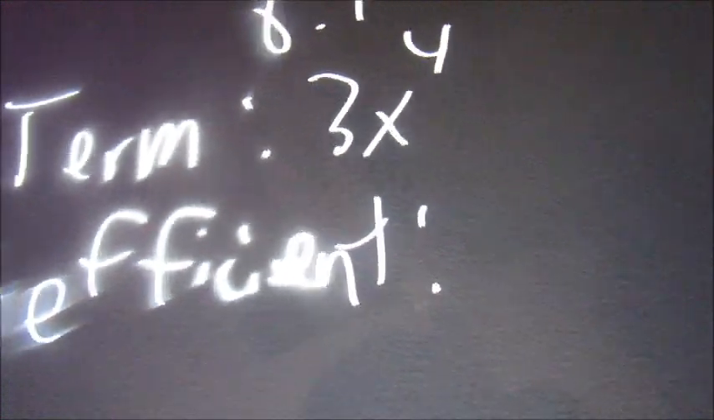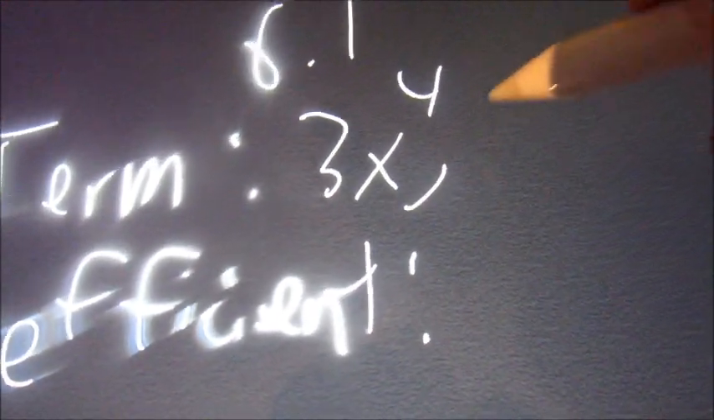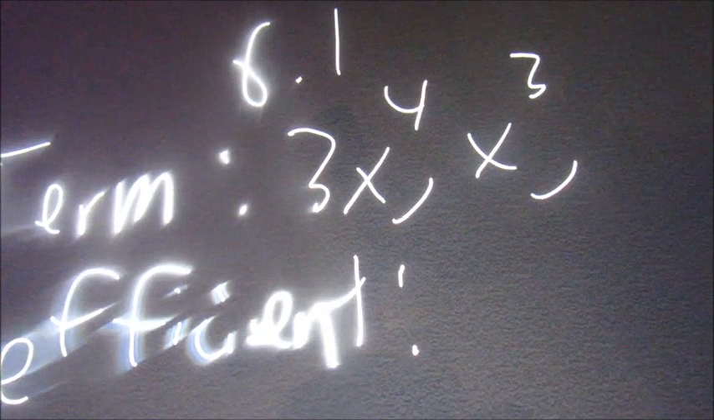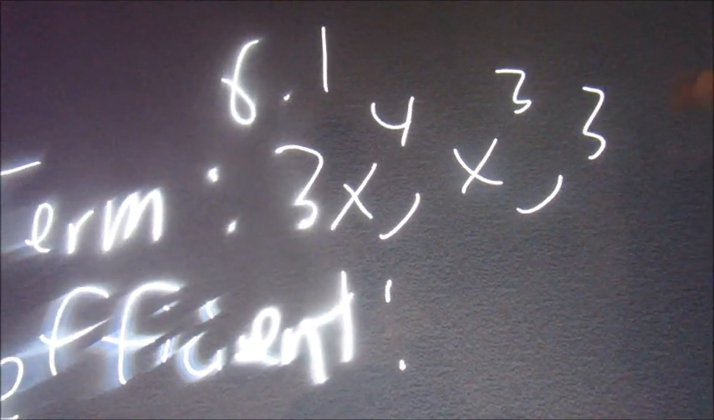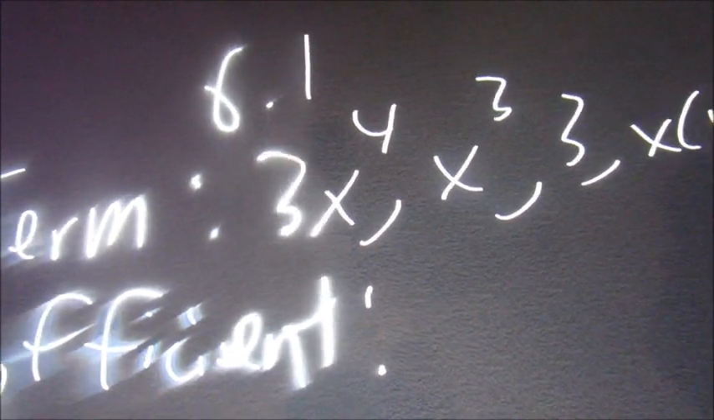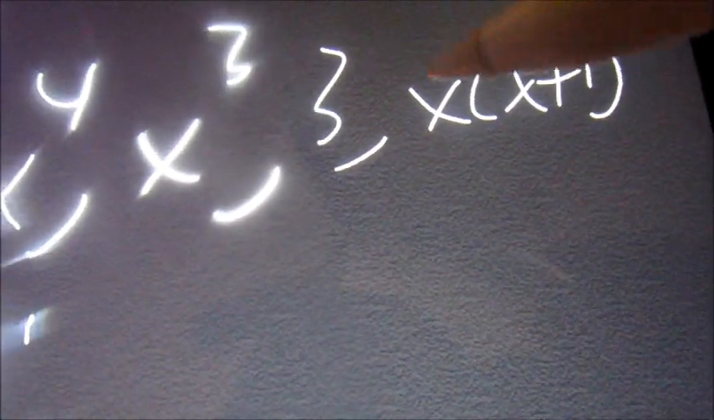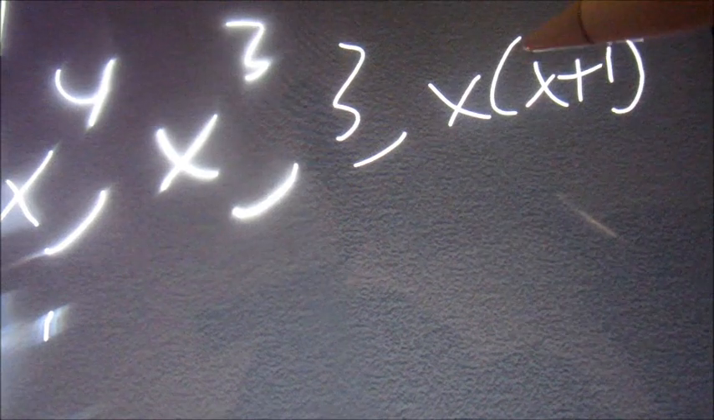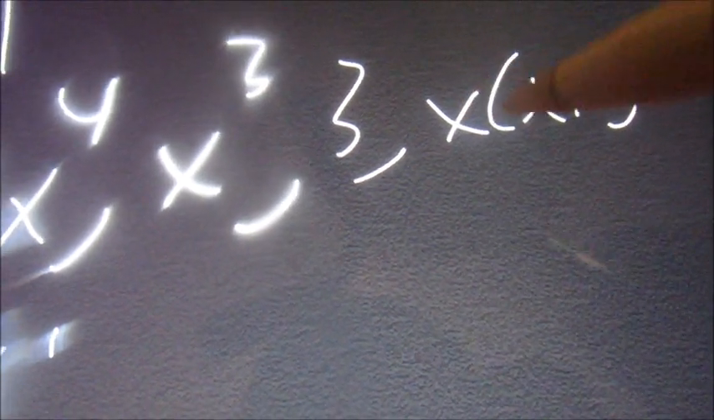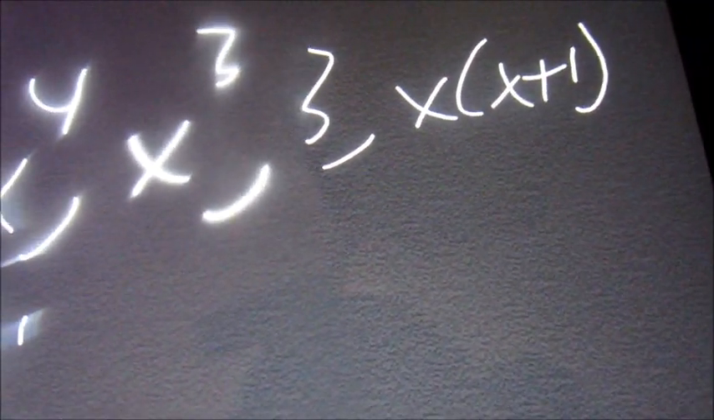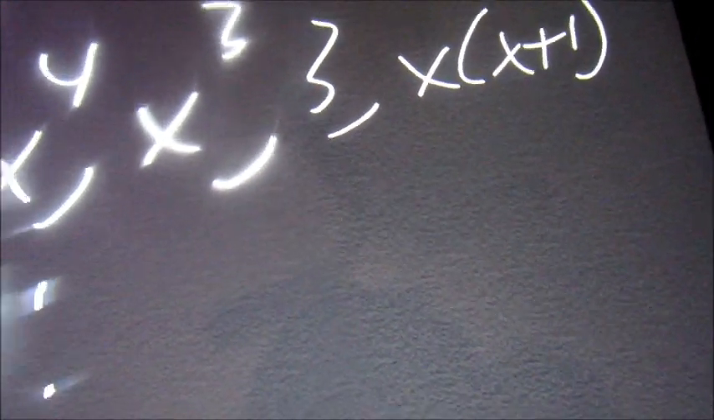A term is anything that's between the plus or minus. So let's say 3x to the 4, that's a term. x to the 3, we could have just 3. We could also have x times x plus 1. This is one term because it's multiplied, with the multiplication in between. If, though, we distribute, then we'll have two terms, and that would be x squared plus x.